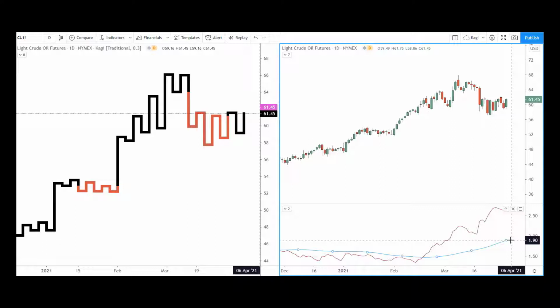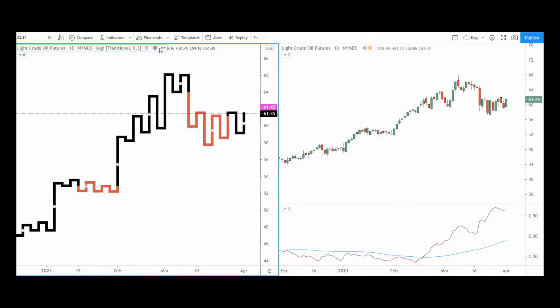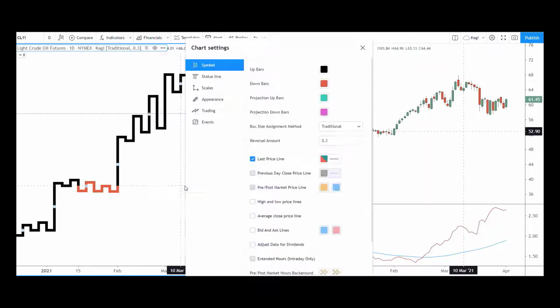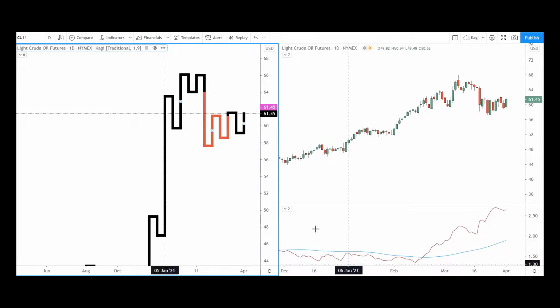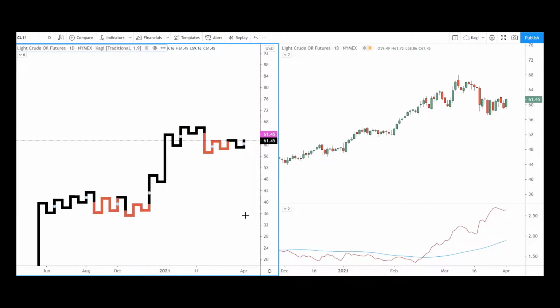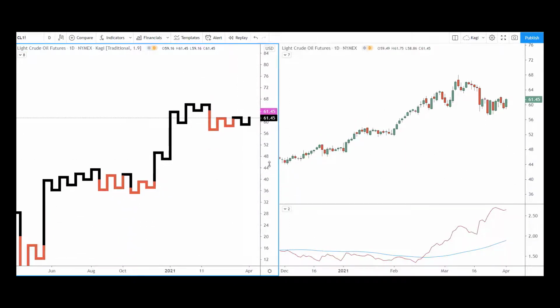And like before, all we then do is go over to the Kagi chart, change the number to the $1.90, but that gave us the first part of the equation.